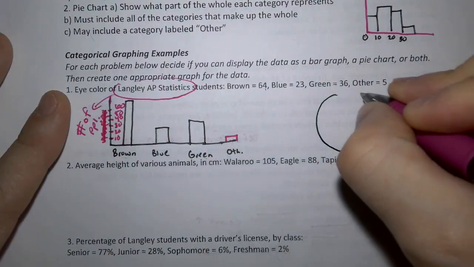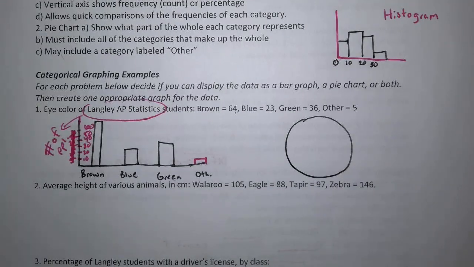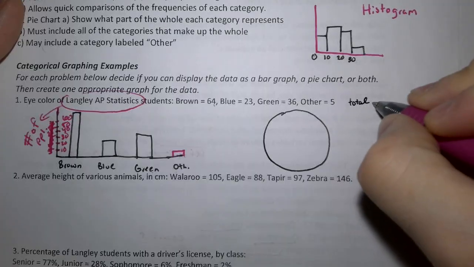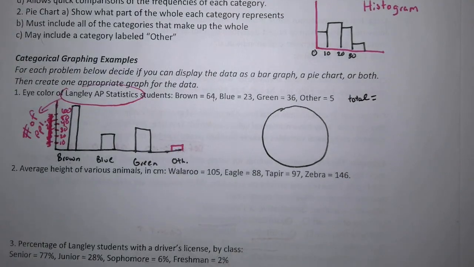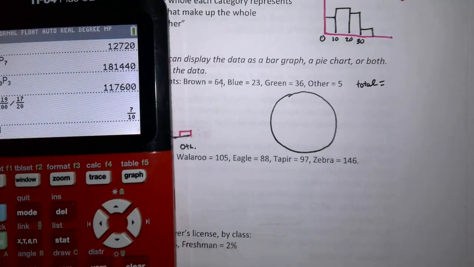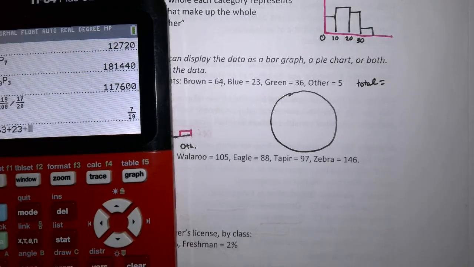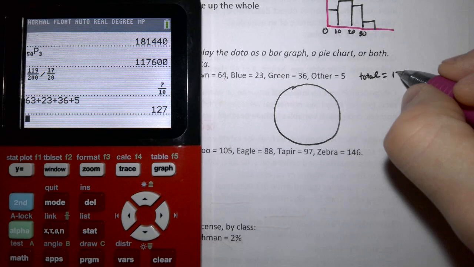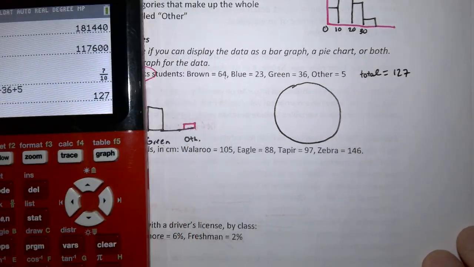We're going to get a pie. We do need to, for the pie chart, find out the total. So the total is important for the pie chart. So we need to add up all of these guys. So we're going to have to add up 63 with 23 with 36 with 5. And that is 127 people. That's a lot of people.